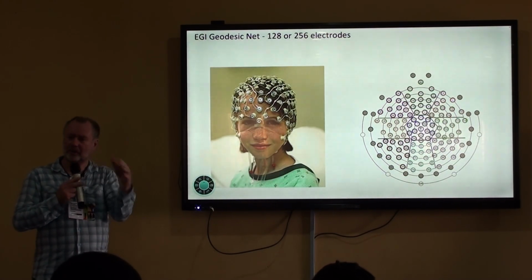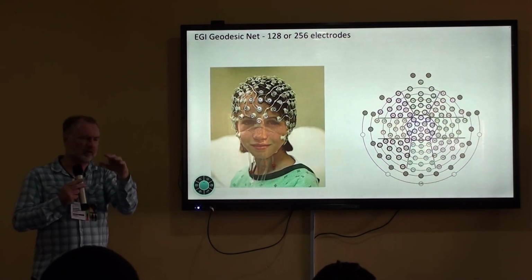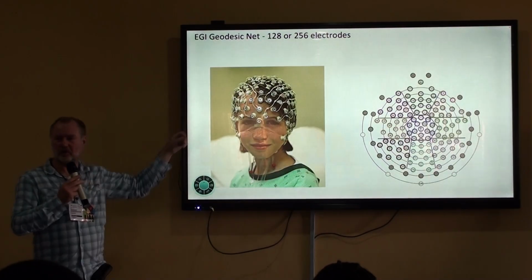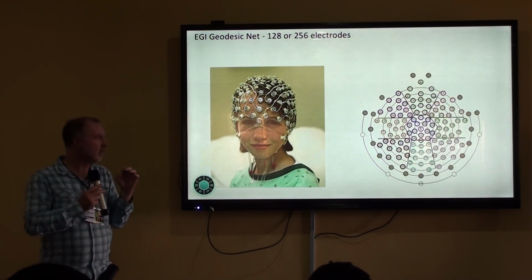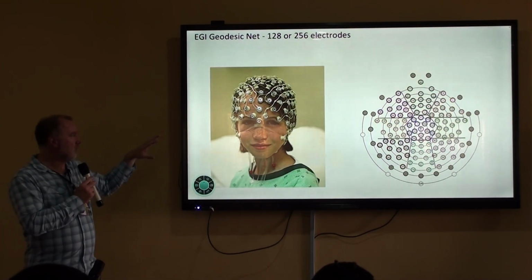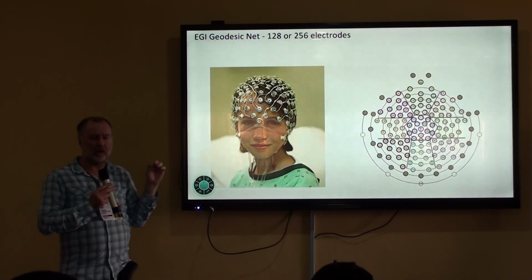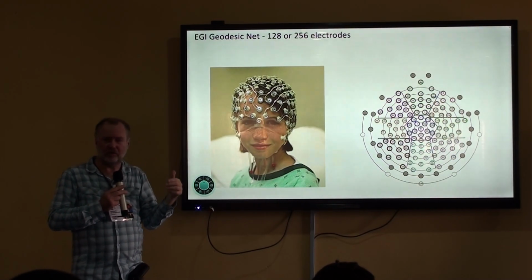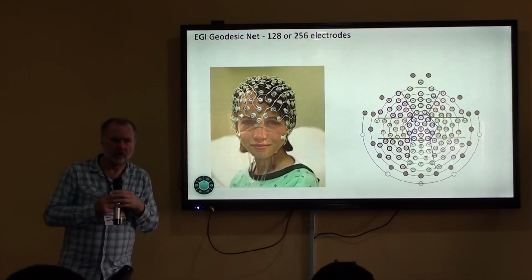So rather than using a cap that is made of fabric, because the fabric would get wet, it uses rubber bands, and the rubber bands don't get wet. So you can very easily dry it so that only the sponges have the salt water, and then you place it on the participant. So EGI has made these caps, or these nets as they call them, in 64 channel, 128, and a 256 channel version.